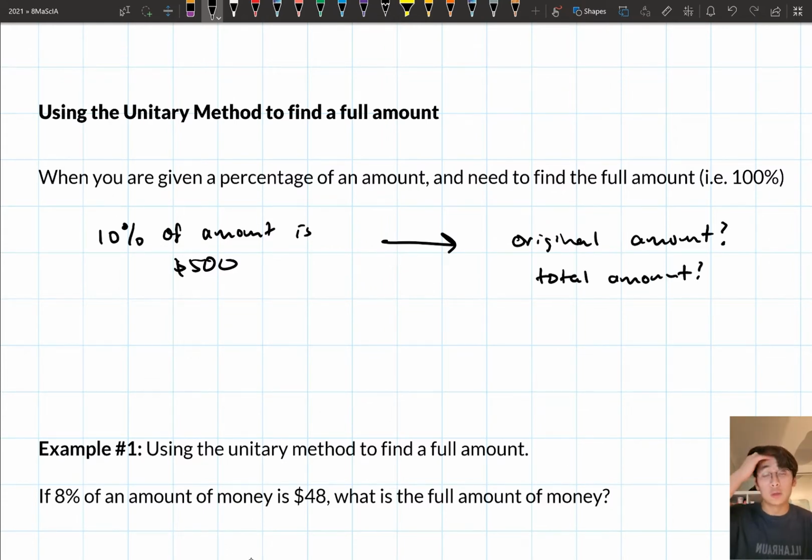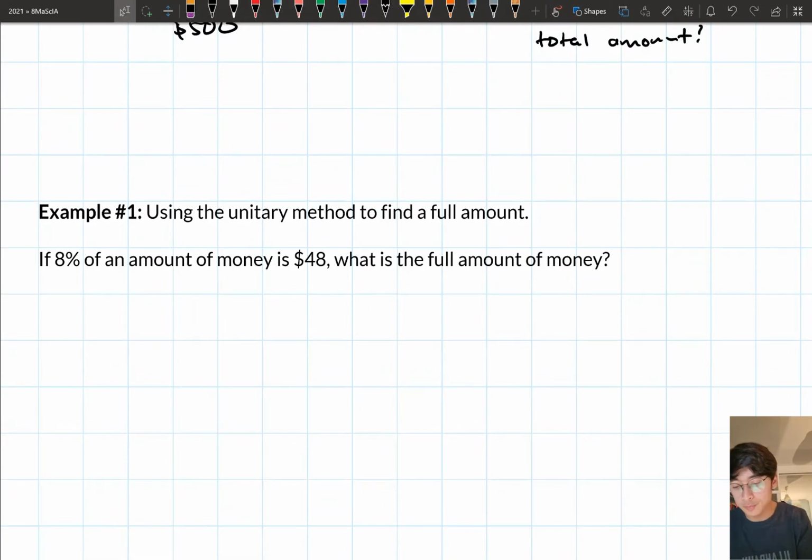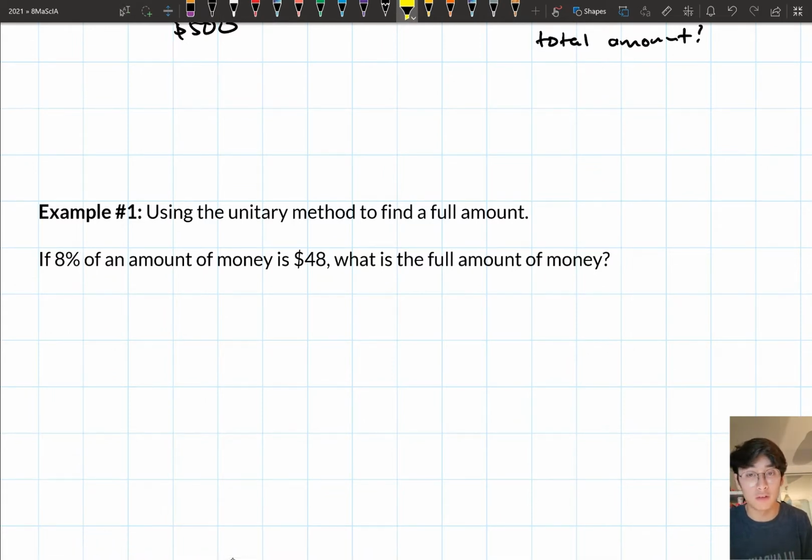This is what we're going to be dealing with in this first set of examples. So here, let's have a look at this example. If 8% of an amount of money is $48, what is the full amount of money? Okay, well, let's firstly go through the steps. Firstly, we want to identify what the percentage and the amount is. So in this example, it's fairly obvious and fairly clear. It's 8% and it's $48. So 8% is equal to $48.